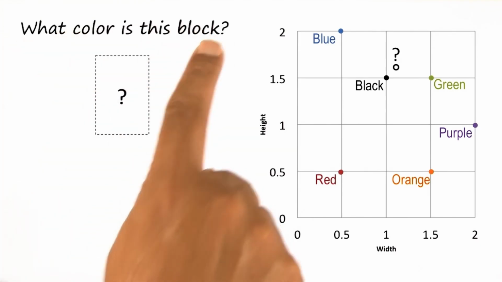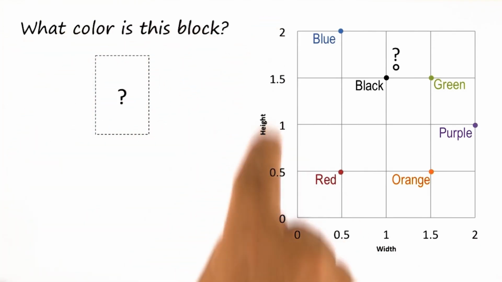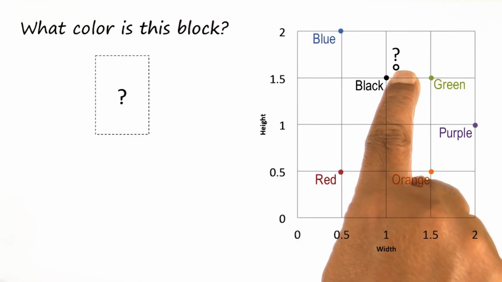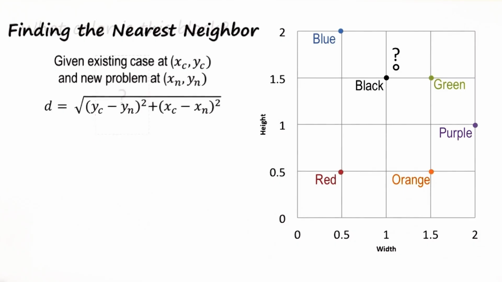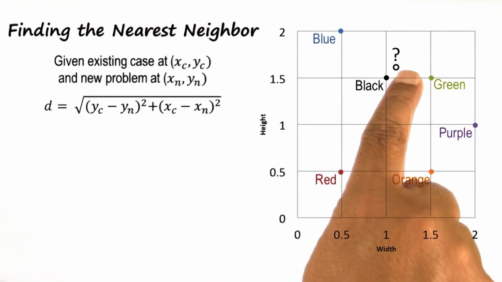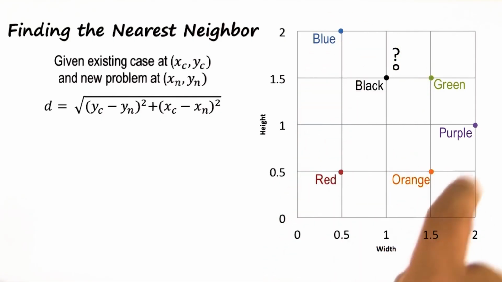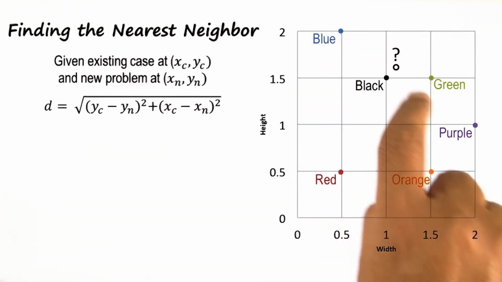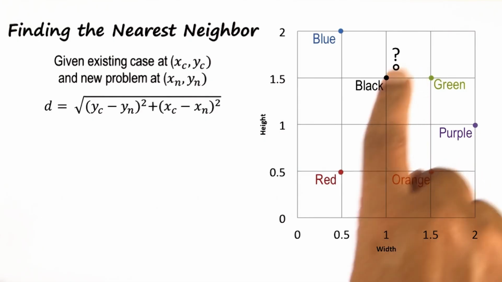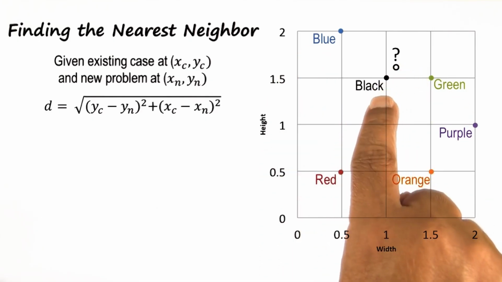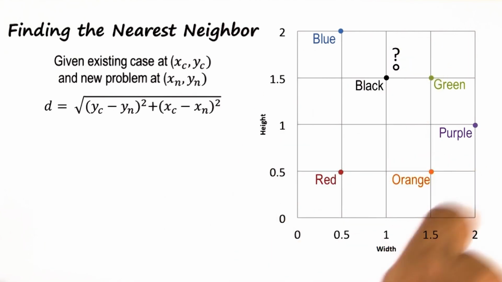So when a new problem comes along, we may represent it on the same two-dimensional grid. In this particular case, the new problem may be represented at this particular dot. Now, given all the cases and the new problem, we may calculate the distance between the new problem and each of the previous known cases. Once we have calculated the distance, we can simply select the case which is closest to the new problem. This method is called the nearest neighbor method.